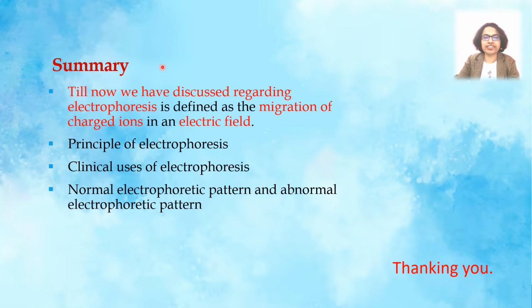And this is the time to summarize our topic. Till now we have discussed electrophoresis. It is defined as the migration of charged ions in an electric field. What is the purpose of this? For separation of plasma proteins from the blood. And we have discussed some of the principles of electrophoresis, and the clinical use of electrophoresis, and we differentiated what is a normal electrophoretic pattern and what is an abnormal electrophoretic pattern with different disease conditions.